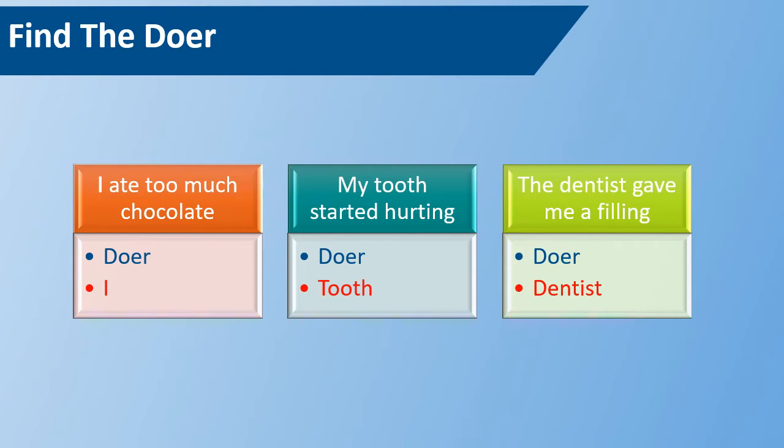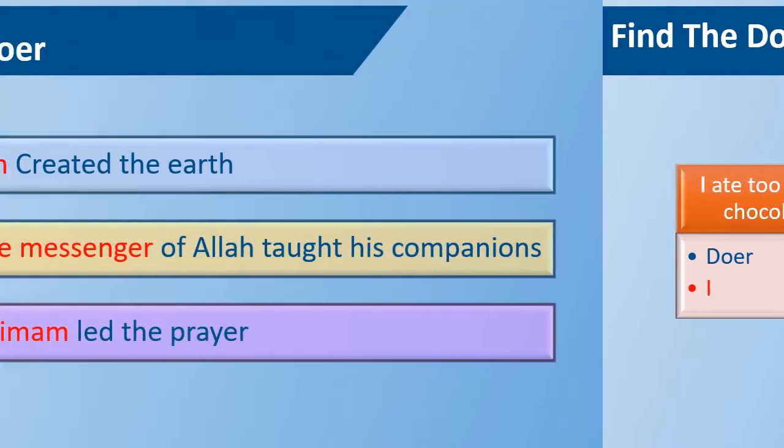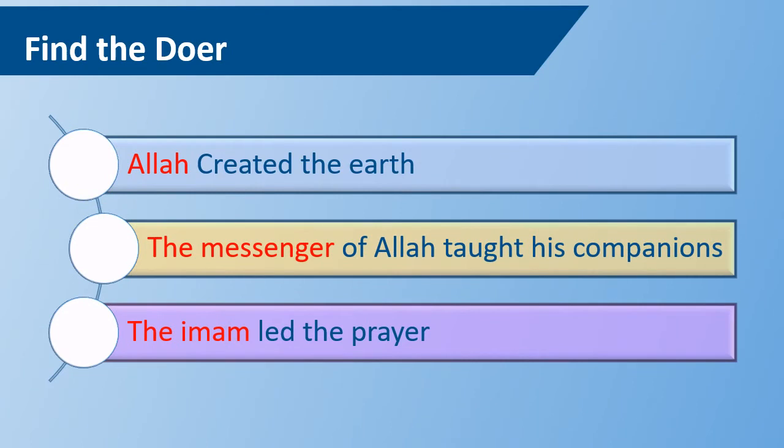Let's find the doer in these sentences. Allah created the earth. Allah did the act of creation, so Allah is the doer. The messenger of Allah taught his companions. The messenger is the doer because he's the one who taught his companions. The Imam led the prayer, and Imam is the doer.